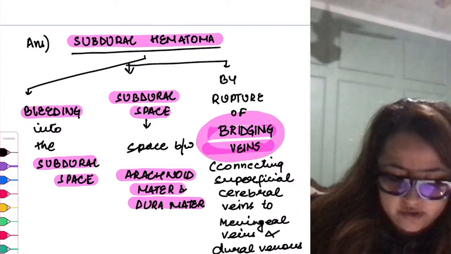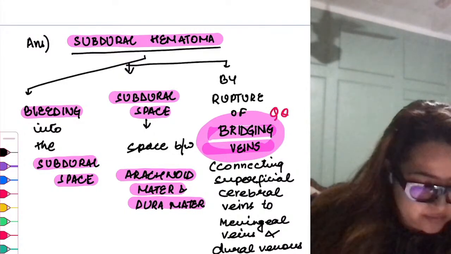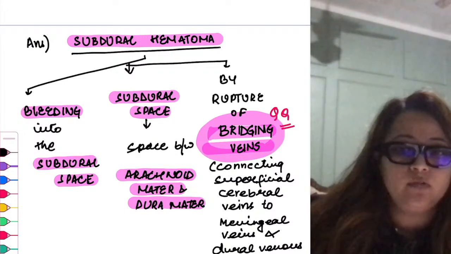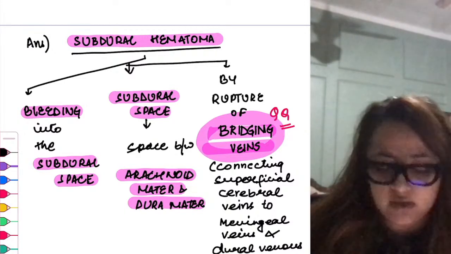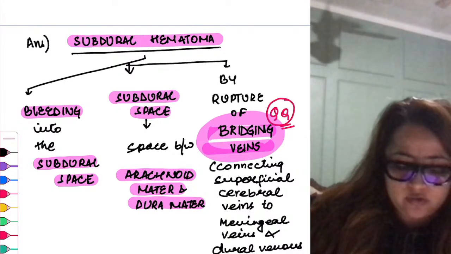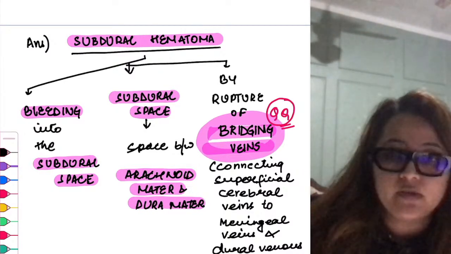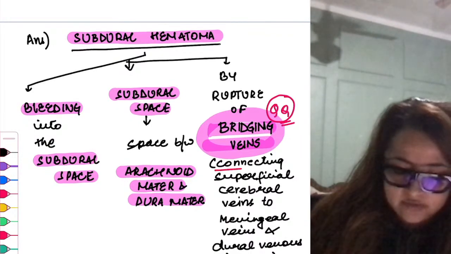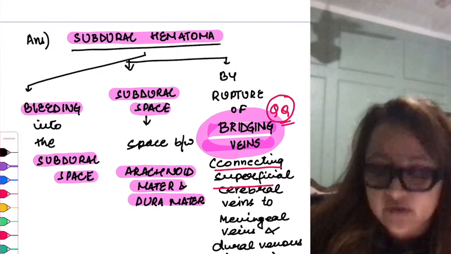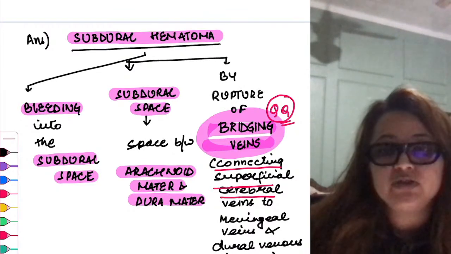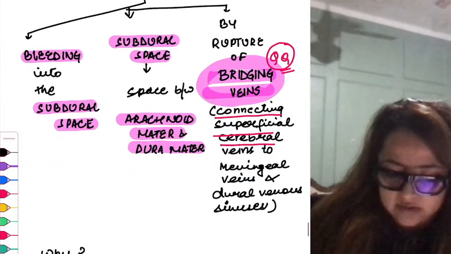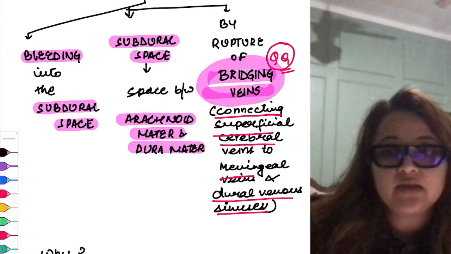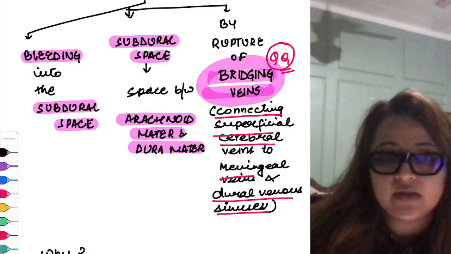So this is a very high yield point, so mark it. Time and again it has been tested that the rupture of dash leads to subdural hematoma, rupture of dash leads to epidural hemorrhage. So this point is very, very important. Bridging vein rupture equals subdural hematoma. Now what are these bridging veins? Bridging veins are connecting the superficial cerebral veins to the meningeal veins and the dural venous sinuses.